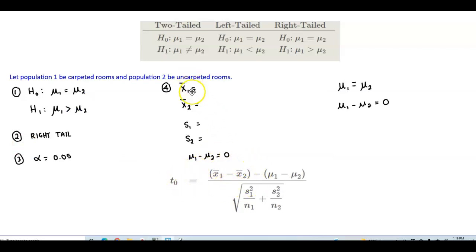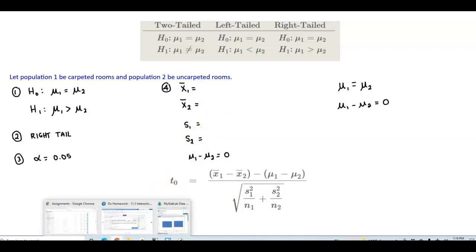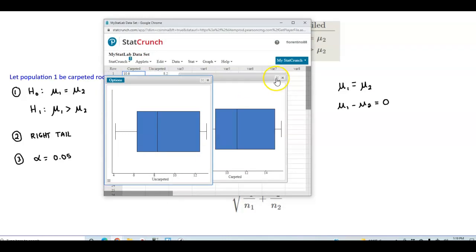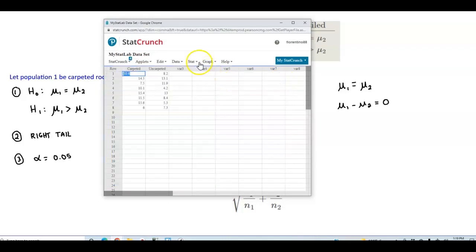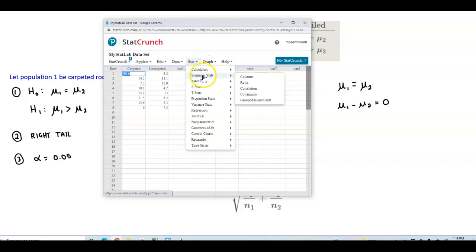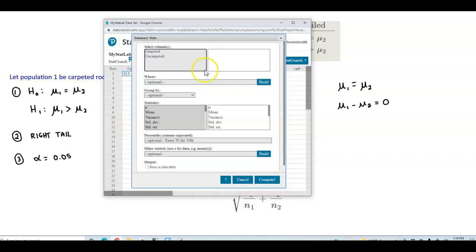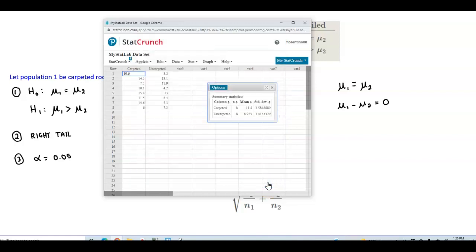Before we do that, we need to find the mean and the standard deviation. So in order to do that, we're going to go back to StatCrunch. Okay, so let's go back to StatCrunch. Okay, and we're going to go to Stat and then Summary Stats, and then we're going to select columns. So we want the carpeted, we want the uncarpeted. Okay, and then we have n, sample size, the mean, and the standard deviation. So let's go ahead and select compute.